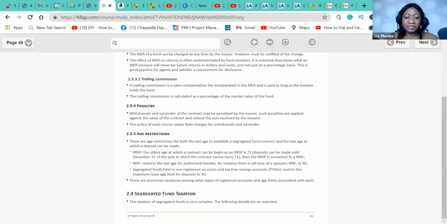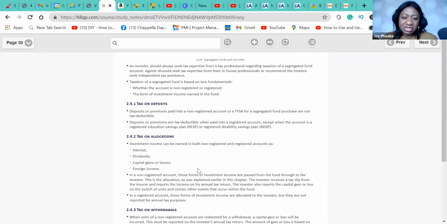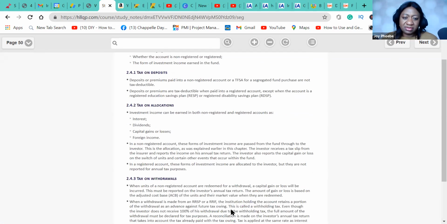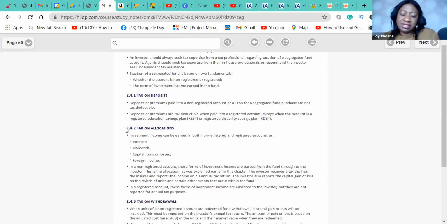All right. Seg fund taxation. The taxation of segregated funds is very complex, and the following details are an overview of the taxation of seg funds. Tax on deposit, tax on allocation, and tax on withdrawal. Well, deposits or premiums paid into a non-registered account or a TFSA for a segregated funds purchase are not tax deductible. Deposits or premiums are tax deductible when paid into a registered account. Yes, we know that.